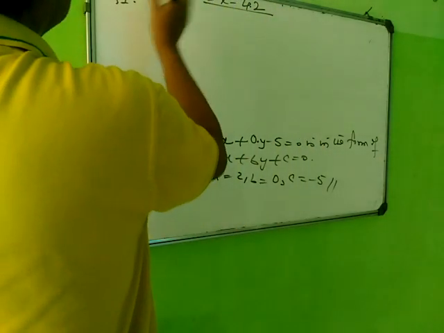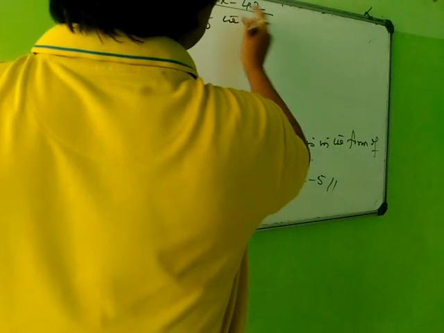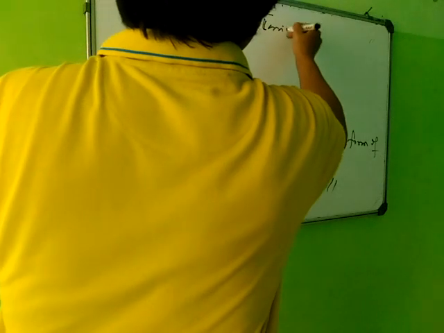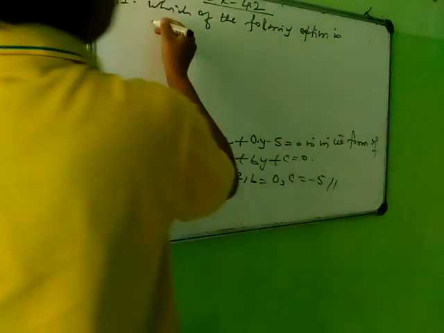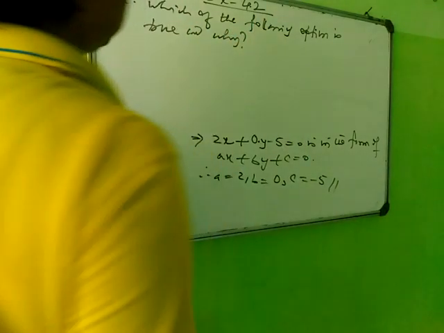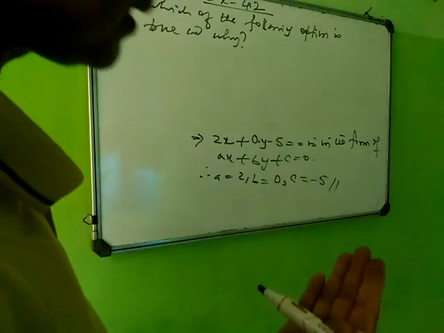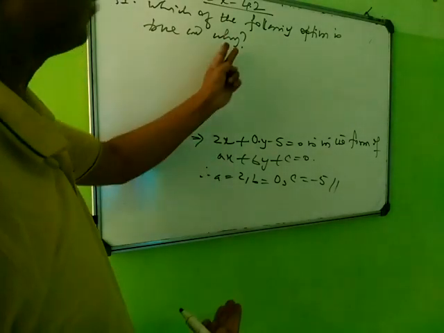Question number 1. Which of the following option is true and why? So they have given some options. That is, they have given 3 choices. Among them, which one is the true one and then why?